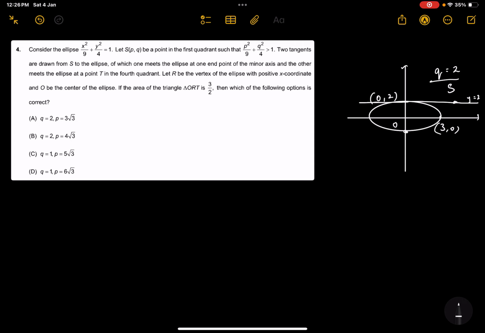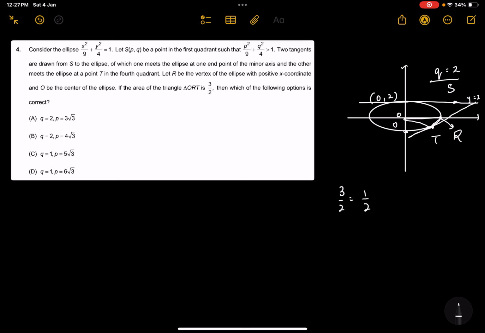So the other information we are given is the other tangent meets the ellipse at a point T in the fourth quadrant. So let's say it is something like this, and this is the point T. R is the vertex of the ellipse with the positive x coordinate. So this is R, and O is the center of the ellipse. The area of triangle ORT is 3/2.